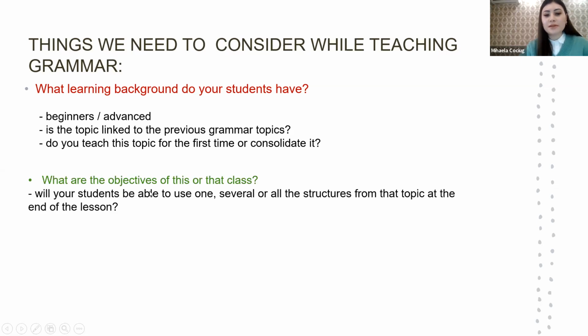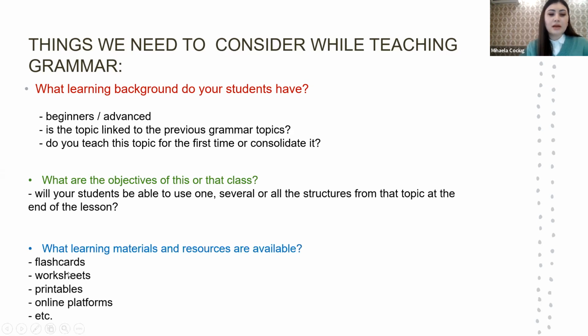What are the objectives of this or that class? Will your students be able to use one, several, or all the structures from that topic at the end of a lesson? For example, if you're teaching past simple, are you going to teach them how to use past simple for to be, for regular verbs, or for regular and irregular verbs? So that matters. And what learning materials and resources are available, such as flashcards, worksheets, printables, online platforms, and others.